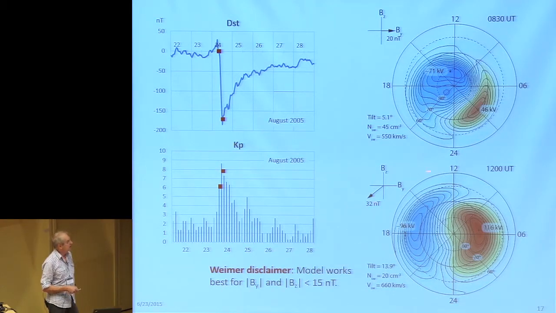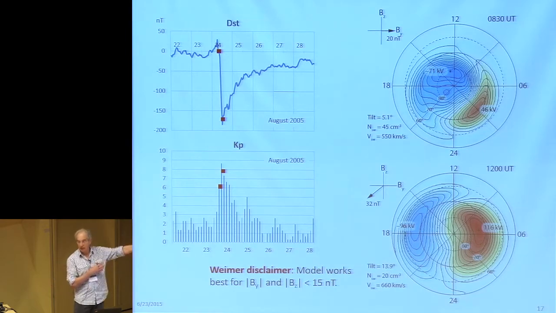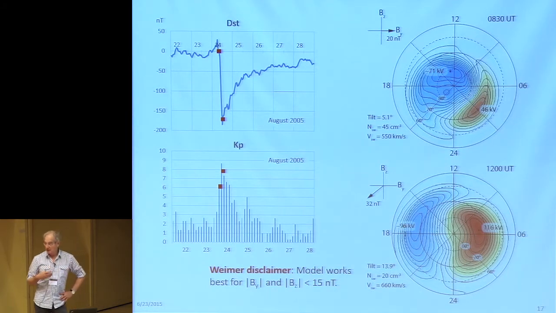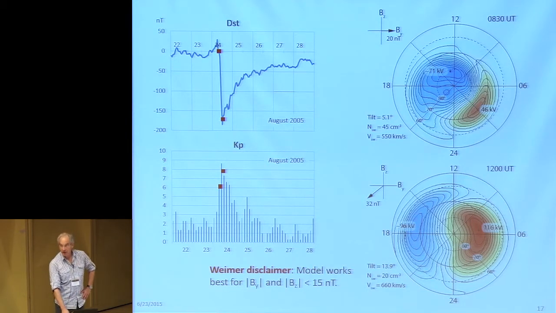We also have a strong BZ, negative. But remember, there's a disclaimer from Weimer: this model works best when both BY and BZ are less than 15 nanotesla in magnitude, where the bottom plot, actually both plots, are outside that range. So one has to take these kinds of things with a grain of salt. And if you use Weimer or some model like this to drive an IT model for a storm, the fidelity of the convection may not be very good in that case.